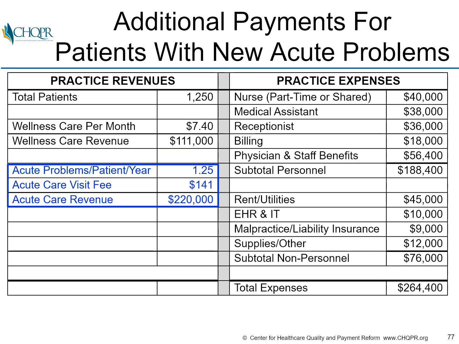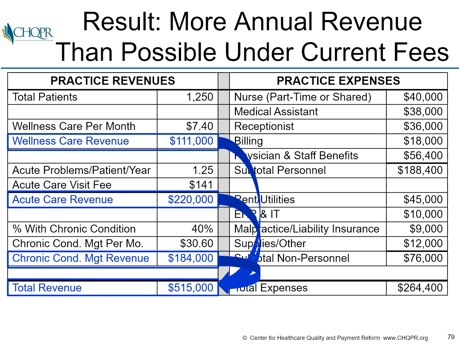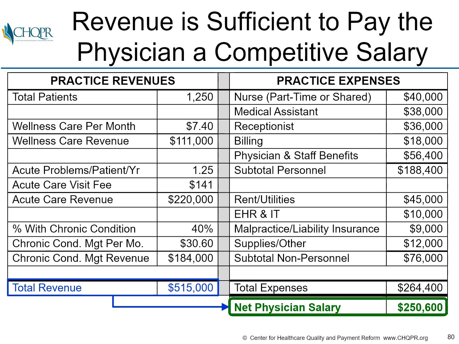If we assume that the patients have acute care problems about 1.25 times per year on average, the practice would be paid $141 for each visit to address those problems, and that would generate an additional $220,000 in annual revenue. Finally, if we assume that 40% of the patients have a chronic condition and enroll for chronic disease management, the practice would be paid $30.60 per month for each of these patients, producing an additional $184,000 in revenue. Altogether, the practice would receive $515,000 in total revenue for the year. That is enough to pay all of the practice expenses and to pay the physician an appropriate salary.